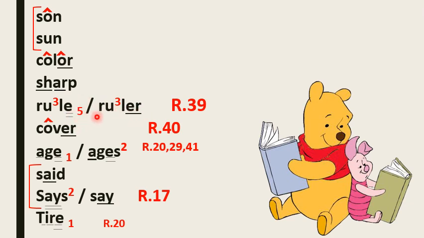Here we have ruler. Again, the vowel U is the third sound of the vowel U. And we have the phonogram ER. How many sounds, like I said, for ER? Only one, which is er. Now, this will be Rule 39.